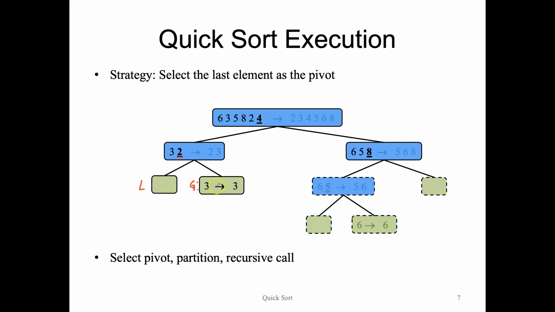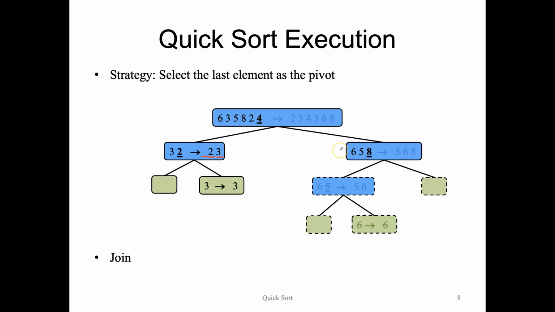How we merge these together: we take everything in L, which was empty, there's nothing there, followed by everything in E, this is just our pivot, followed by everything in G. So we've got 2, 3. Okay, now let's finish our calls to the right side here.